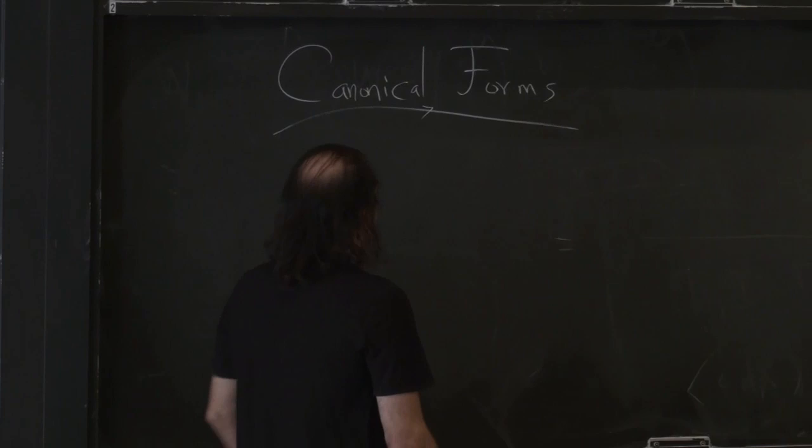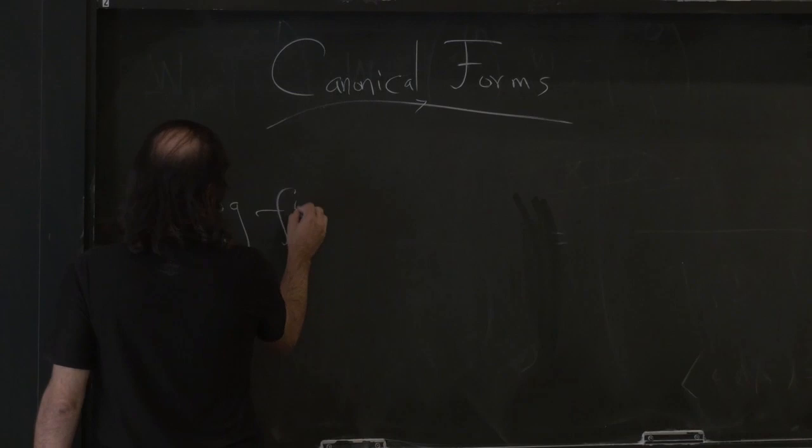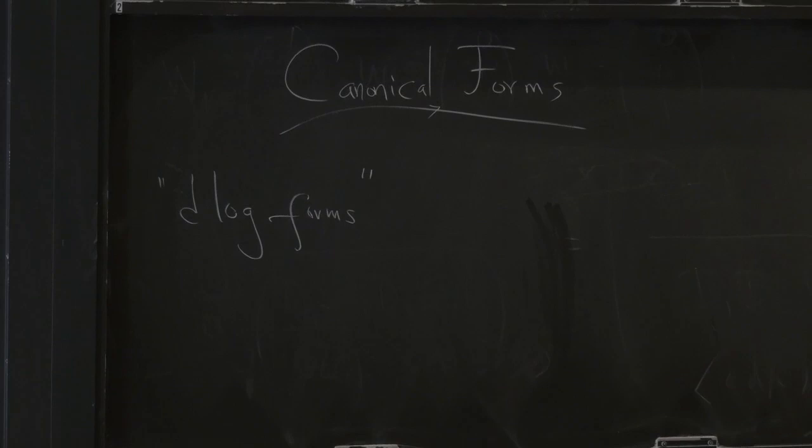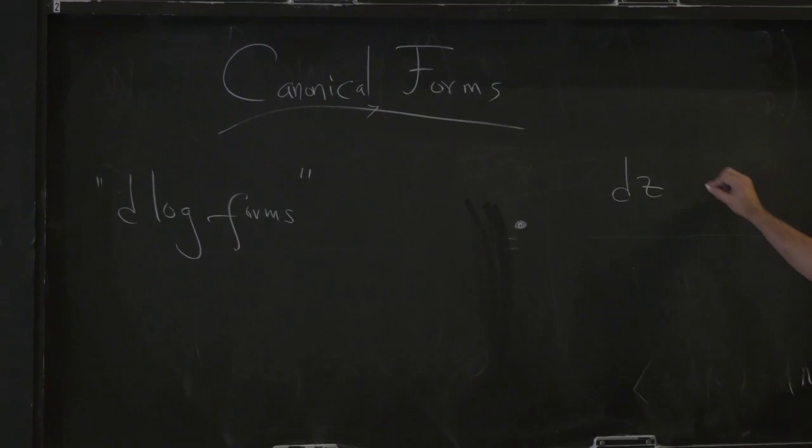Now I want to do it another way, and let me begin with the simplest kind of thing that we're going to be talking about. We're going to be talking about what you can call D-log forms. I just want to introduce the notation and the concept right away. Let's think about the simplest thing, a function of a single variable. I can have forms that look like dz, z to some power.